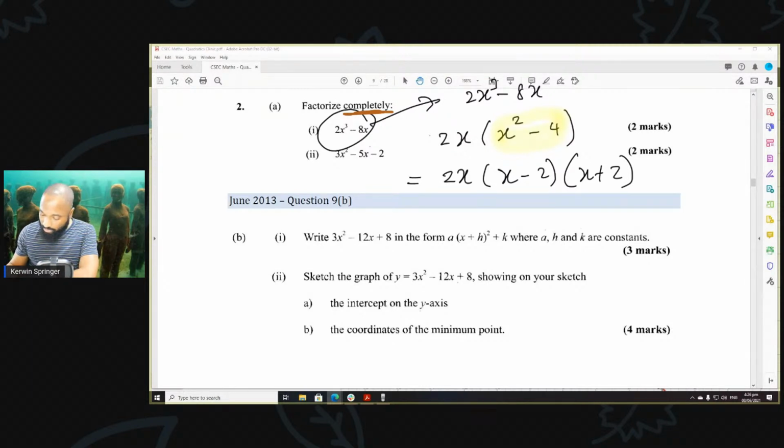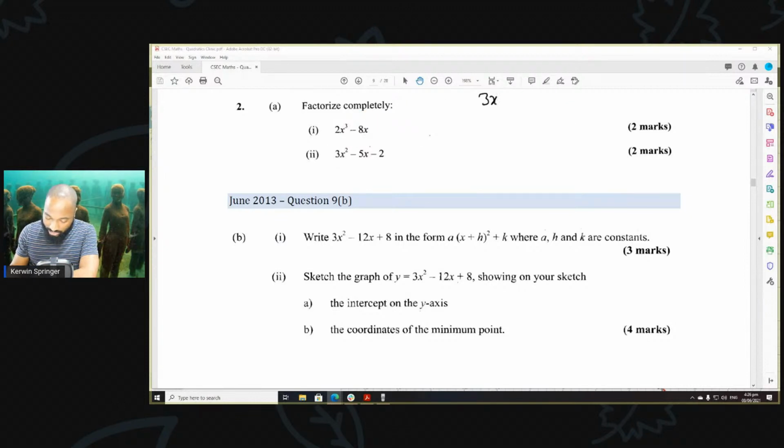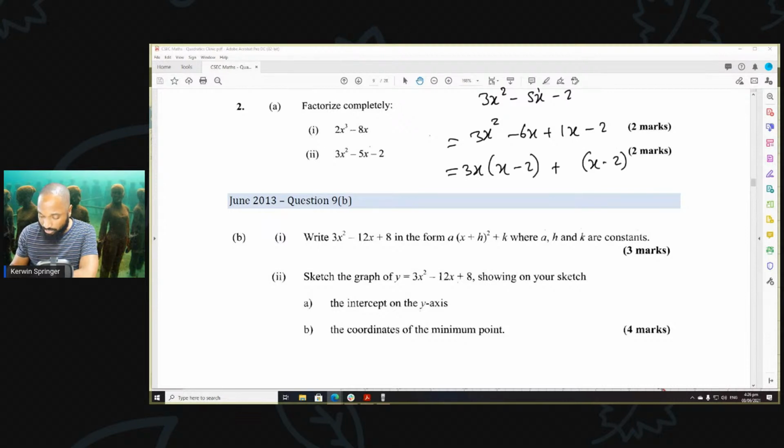All right. Next up, we had 3x squared minus 5x minus 2. 3 by negative 2 is negative 6. So I'm seeing that I want negative 6 and plus 1x minus 2. You're splitting it, right? Not taking too long explaining the individual factorizing quadratic part now. You get 3x into x minus 2, plus 1 into x minus 2, so 3x plus 1 into x minus 2.